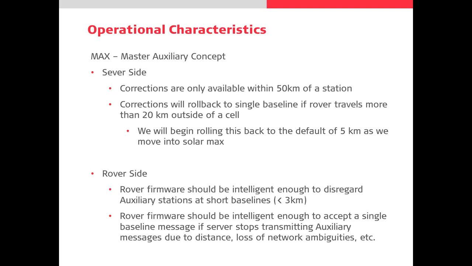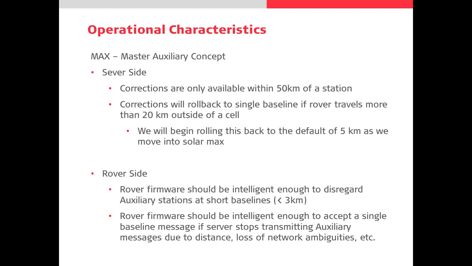The reason for this is it can cause interpolation errors with auxiliary stations and cause less than stellar ambiguity resolution. So we don't want to do that. We'll actually begin rolling this back to the default of 5 kilometers as we move into Solar Max. Again, this is for your protection. We're trying to make some geometric changes to the network from a physical standpoint to address some of these issues that we're having in different areas.